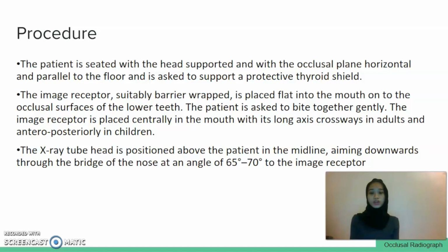The image receptor is placed centrally in the mouth with its long axis crossway in adults and anterior-posteriorly in children. The X-ray tube head is positioned above the patient in the midline, aiming downwards towards the bridge of the nose at an angle of 65 to 70 degrees to the image receptor.